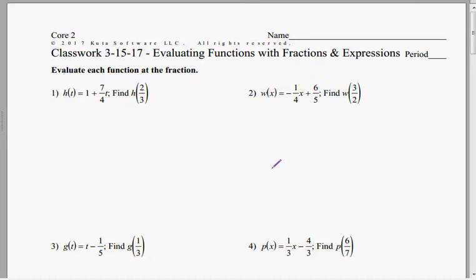Welcome to the Core 2 video for evaluating functions with expressions. The paper we're using, originally I had developed for us to work on fractions and functions. I did another video on fractions, so we're not going to work on these fractions. If you want to find the Core 2 video for evaluating functions with fractions, that will tell you how to do the first core problem.